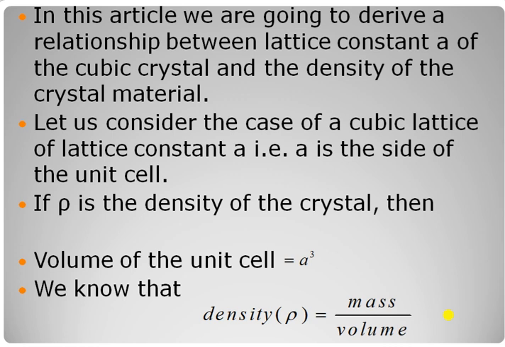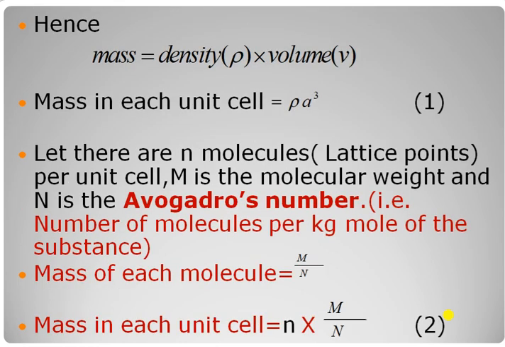to a cube. We know that density equal to mass upon volume. Hence, mass will be equal to density into volume. Mass in each unit cell can be given as rho into a cube, where rho is the density and a cube is the volume, as a is the side of each unit cell.